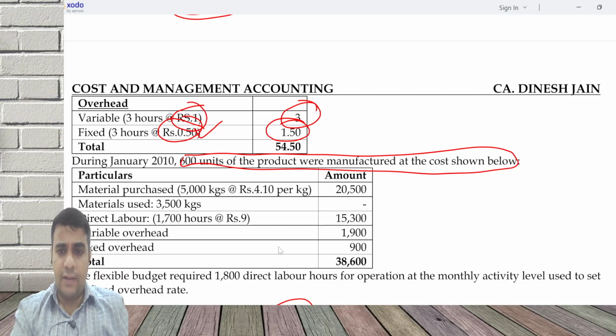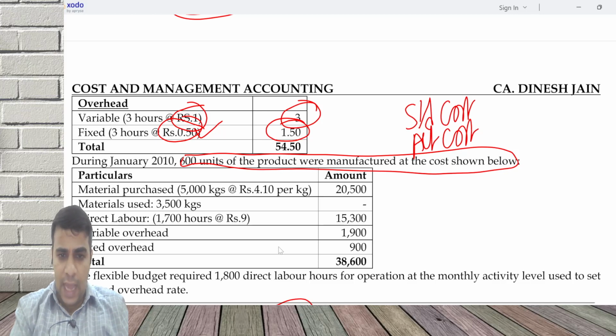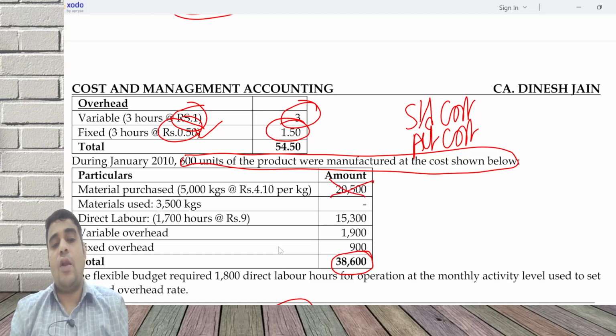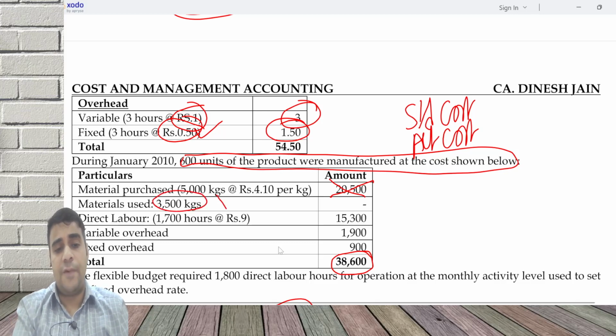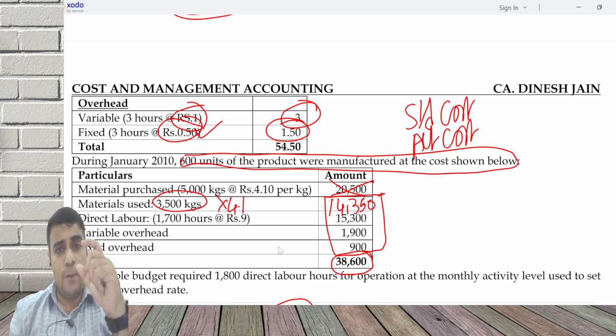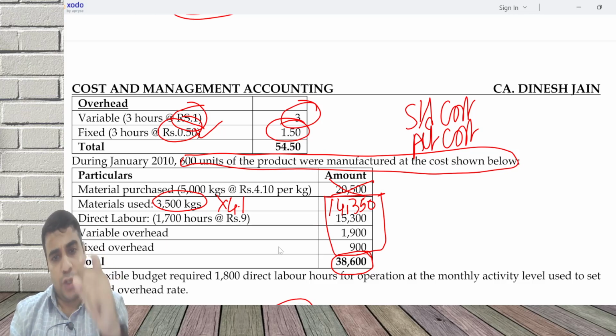Now what we are trying to find is what is the standard cost and what is the actual cost. First of all, the actual cost is not 38,600. This is an error. Purchase is not part of the actual cost. Actual cost is 3,500 into 4.1, which is 14,350, and total of this is only the actual cost. What you purchase is never part of the cost. What you consume is only part of the cost.